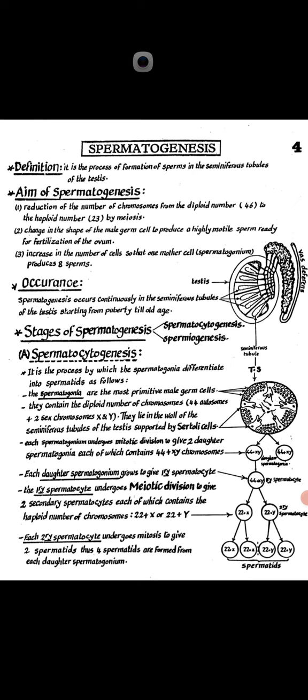Each daughter spermatogonium grows to give a primary spermatocyte. Then the primary spermatocyte undergoes meiotic division to give rise to secondary spermatocytes. Each contains the haploid number of chromosomes, 22 autosomes plus X or Y sex chromosome. Then each secondary spermatocyte undergoes division to give two spermatids. Thus, four spermatids are formed from each daughter spermatogonium. In the result, there will be 8 spermatids.